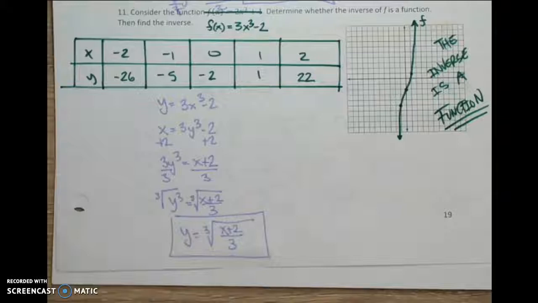Here is the second part to concept number 4. This is number 11. You try this problem. So when you graph it, it is a function, and then the inverse is y equals the cubed root of the quantity of x plus 2 over 3. Okay. I'm going to go ahead and move on to concept number 5. Pause that if you need more time to look at that.